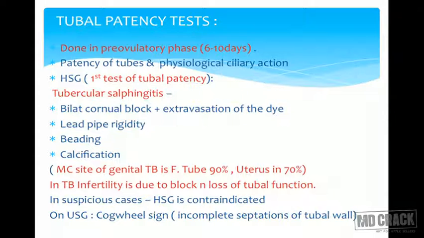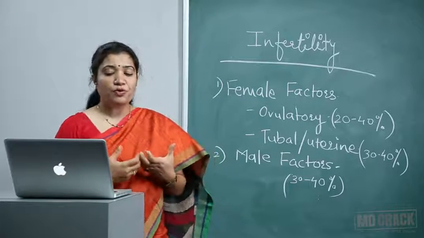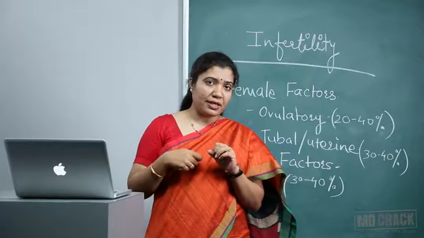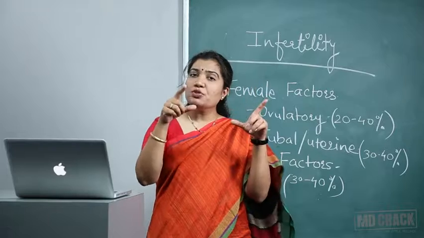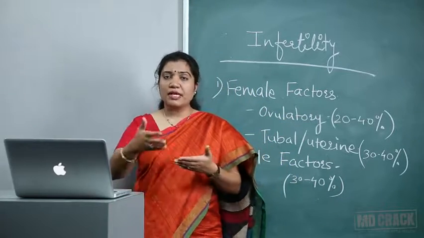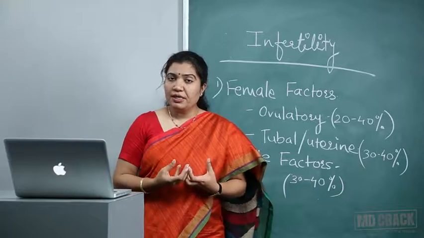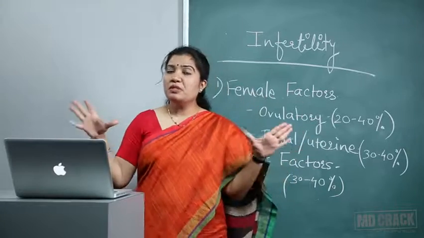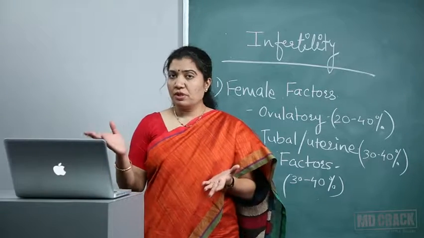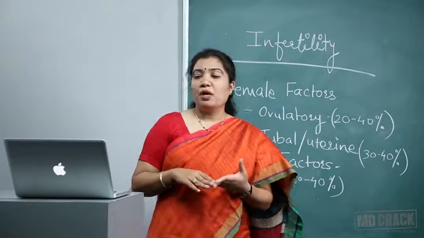Patency of tubes and physiological ciliary action we want to see in the tubes. First common test is hysterosalpingography. It's the first test of tubal patency. In that, radio-opaque dye is injected into the uterine cavity. The cannula is attached at the cervical end. The dye goes in the uterine cavity, then to the fallopian tubes and comes out. X-rays are taken, first, second, third. First it delineates the cavity, then the tubes, and then we will see the spillage on both sides, or if there is a block, no spillage would be seen.